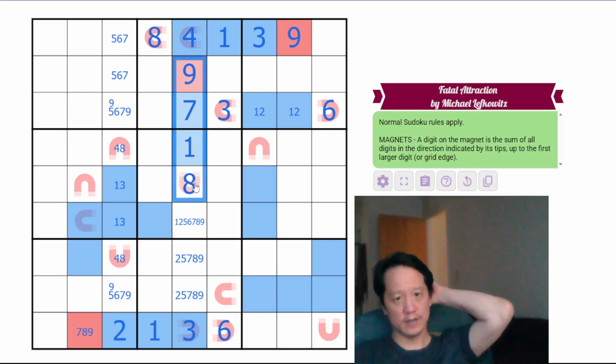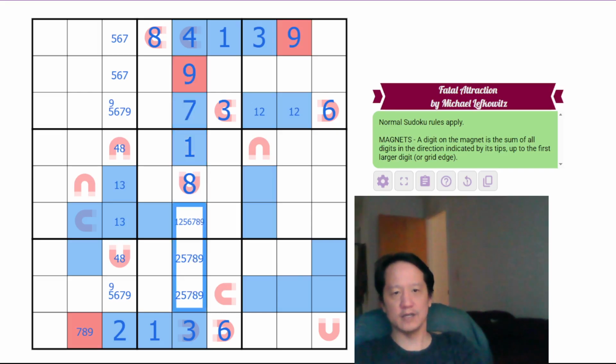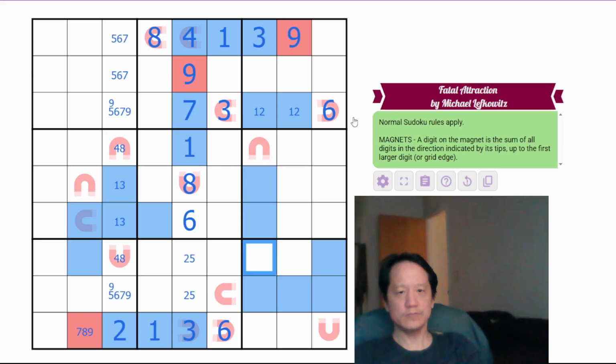We have 9 there. That eliminates 1, 7, 8, 9 in the rest of the column. So this is 2, 5 as a pair, which eliminates 2, 5 in the rest of the column. So this is 6. So that's how this works. This cannot be 6 or 7. This is 6. This is 6. 1 and 2.